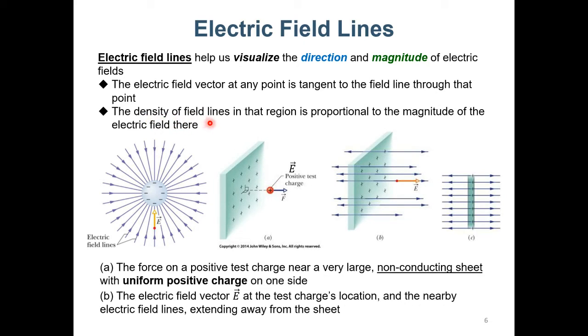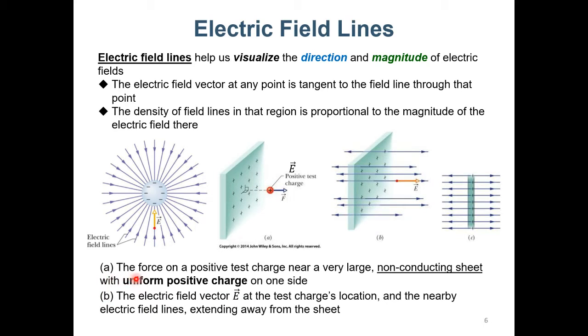The second rule is that the density of the field lines in a region is proportional to the magnitude of the E field there, which means that if you see the lines are more dense in a region, then the E field is stronger in that region. If you see the E field lines are less dense, then the E field in that region is weaker in magnitude.